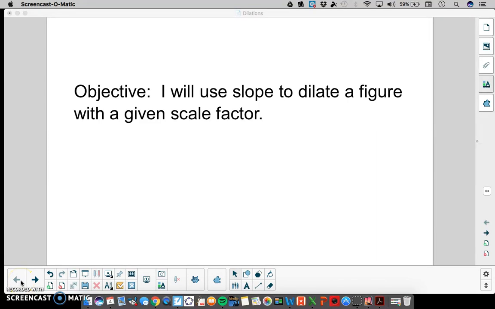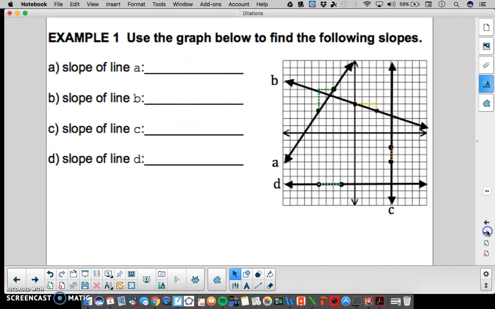In this video, we're going to use slope to dilate a figure with a given scale factor. So we're going to remind ourselves how to calculate slope from a line on a graph. Looking at line A, I could count the slope between the points that are given. My rise would be positive 3, run would be positive 2, so that would be a slope of 3/2.